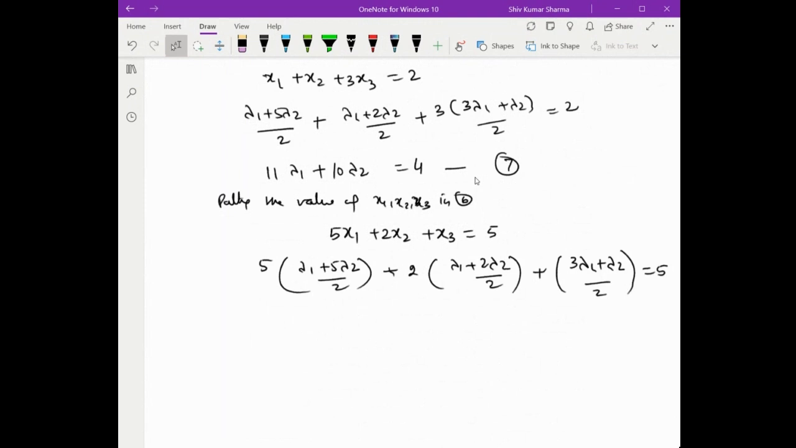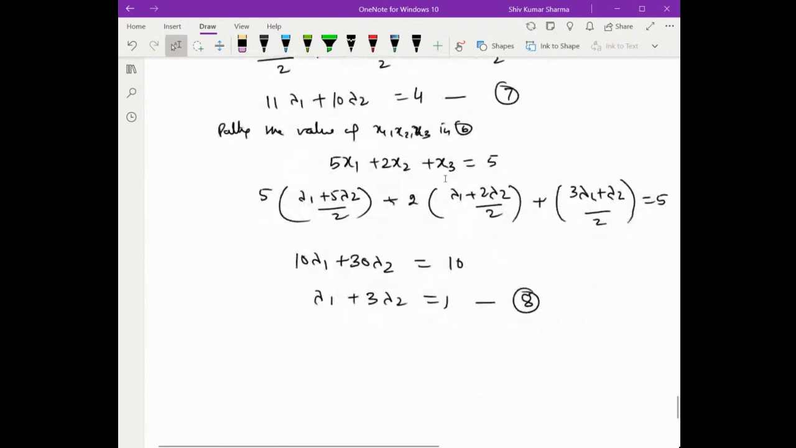So again we see that the LCMs are the same. So we write 5 lambda 1 plus 2 lambda 1, 7 lambda 1, plus 3 lambda 1, 10 lambda 1. And 5, 5s are 25, 25 plus 4, 29, 29 plus 1, 30. So 30 lambda 2 is equal to 2, 5s are 10. So we divide it by 10. So we get lambda 1 plus 3 lambda 2 is equal to 1. So this is equation number 8.